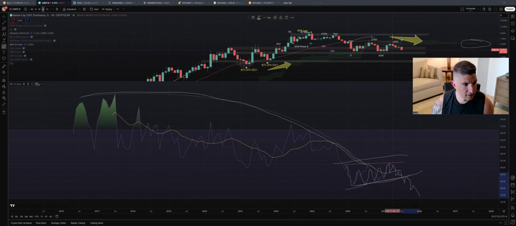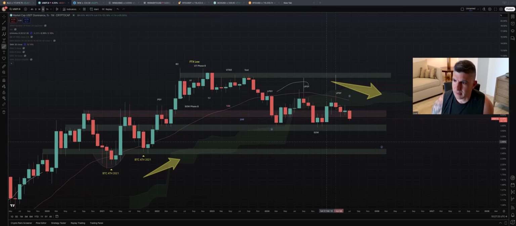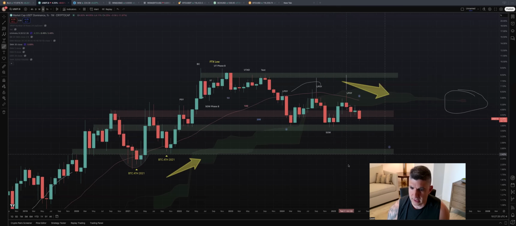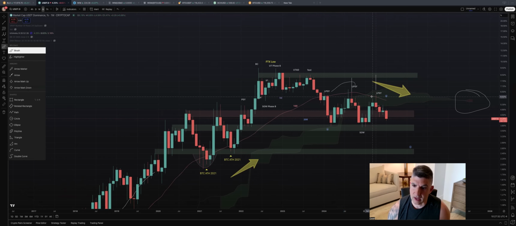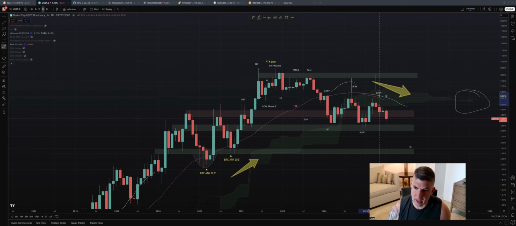Let me get rid of that. Come back to this chart and note again, like I did last week, not only do we have alignment with a cloud, we've got alignment with the 30-month, we have alignment with the slope, the opposite of what we saw in 2021.